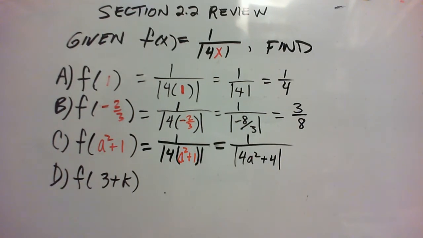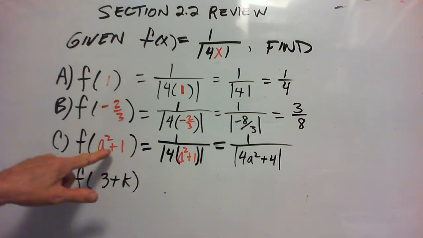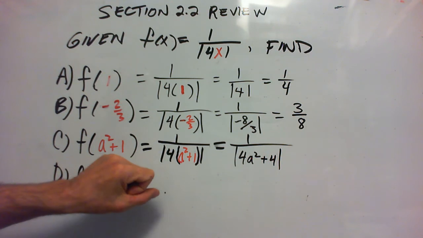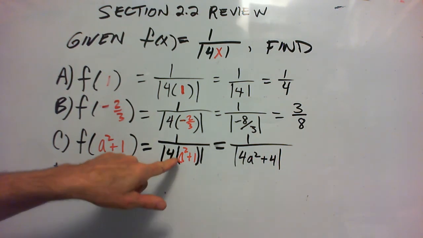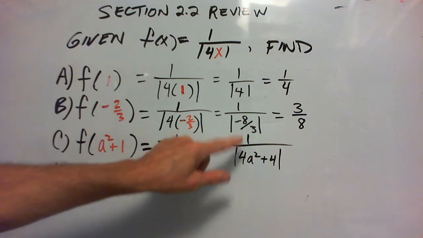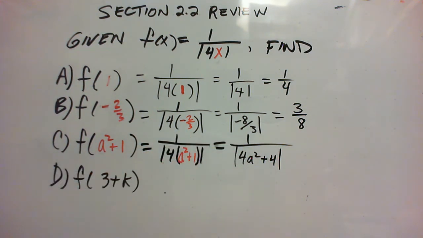Okay, in our third part here, we replace x in the formula with a squared plus 1. So we have to distribute, multiply 4 times a squared plus 1. We get 1 over the absolute value of 4a squared plus 4.